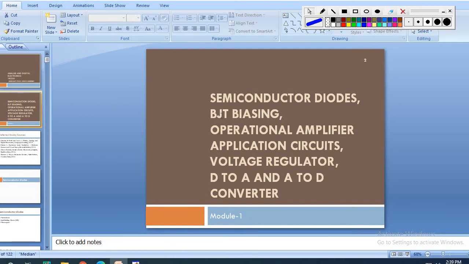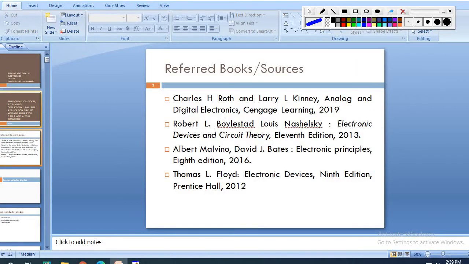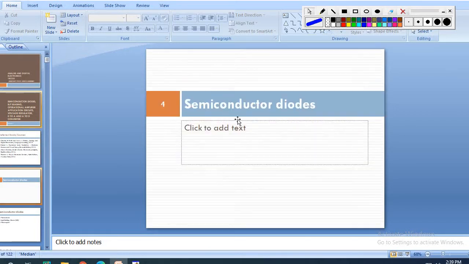The topics of the first module are semiconductor diodes, BJT biasing, operational amplifiers and application circuits, followed by voltage regulators, digital to analog converters and analog to digital converters. These are the referred textbooks, so you have to refer to them for all 5 modules, including the first, second, third, fourth and fifth. The first one is semiconductor diodes.